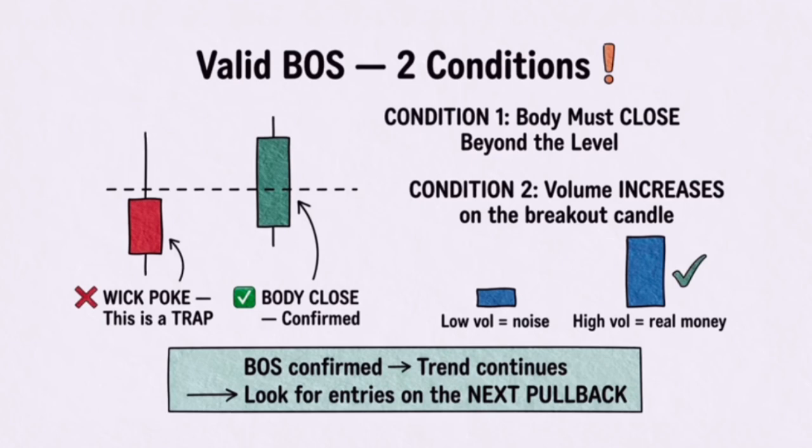Second, volume should increase on the breakout candle. That tells you real money is participating, not just noise. BOS means the trend continues. Your action: look for entries with the trend on the next pullback.